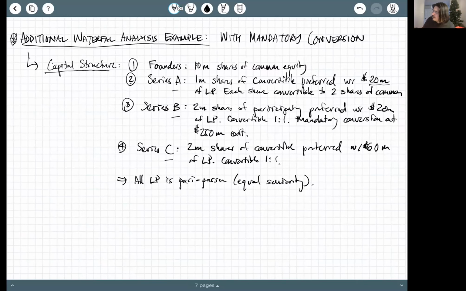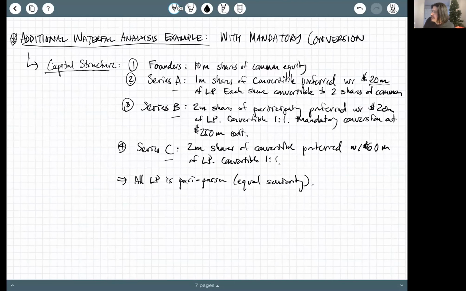I'll also assume that each share of convertible preferred can be converted to 2 shares of common. So in other words, if we convert these 1 million convertible preferred, they actually convert into 2 million shares of common.